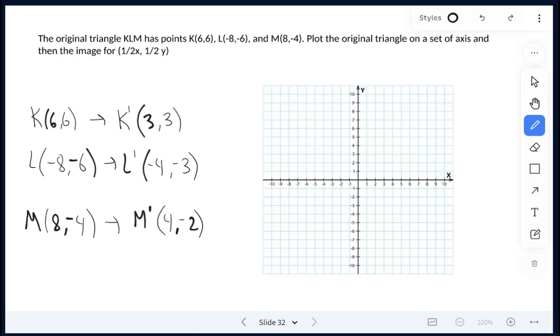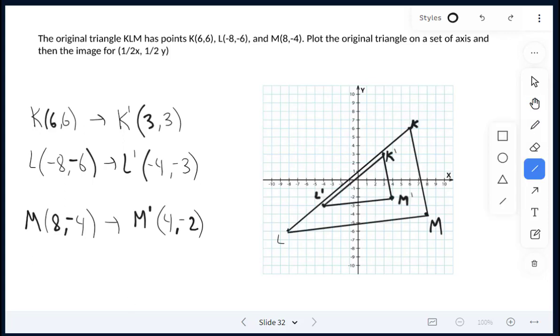All right, so I'll just plot those quickly. So here we can see our original triangle, KLM, and then our new smaller triangle, K prime, L prime, M prime.